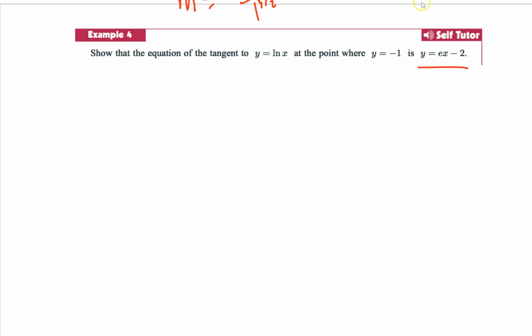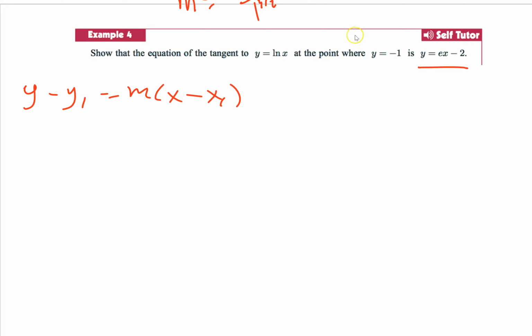Why would they do this? A lot of times it's part A of like a 3-part problem. They want to make sure you have this for the next parts of the problem, so you can use it for the rest. But let's just do this. Find the equation of a tangent line. So we know how to start: y minus y1 equals m times x minus x1.